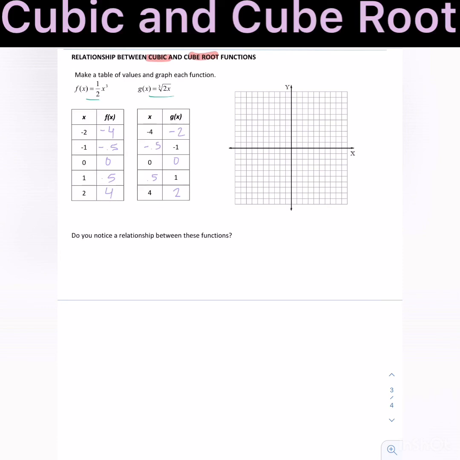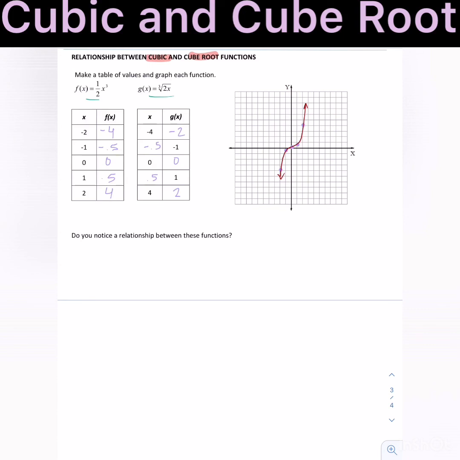So let's graph these points together. We're going to start off with, let's do f of x first. So -2, -4, -1, -0.5, 0, 0, 1, 0.5, and then 2, 4 is here. So that is going to snake through the points kind of like this. I always say snake through them because that's kind of what they do. Best way to describe that.